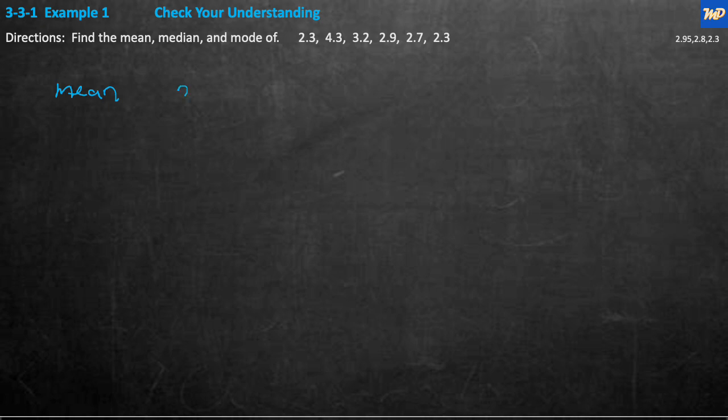So I'm going to say 2.3 plus 2.3 plus, and then the next higher value is 2.7, 2.7 plus, next up is 2.9, 2.9 plus 3.2, 3.2 plus the final number, 4.3. And all of that equals, when you add it all up on your calculator, which I did ahead of time because, as I've said before, I don't have a calculator I can pop up on the screen here, 17.7.